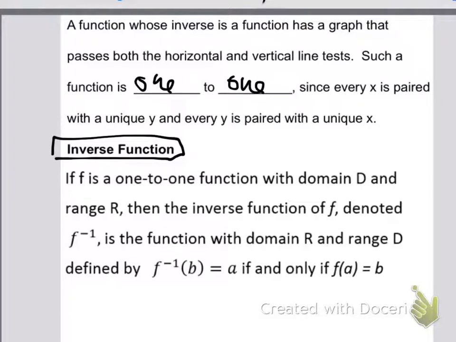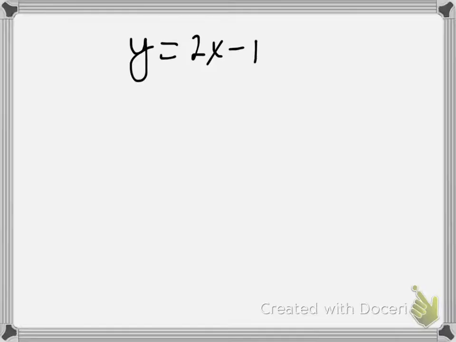So if f is a 1 to 1 function with domain D and range R, then the inverse function of f, denoted f inverse, is the function with domain R and range D, defined by f inverse of b equaling a if and only if f of a equals b. So that was a mouthful, but I want to do a little example to basically summarize what we just read.